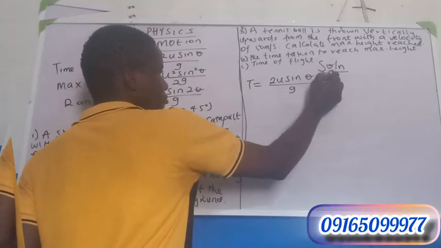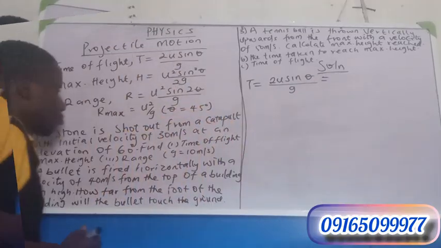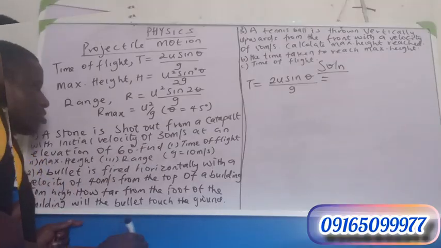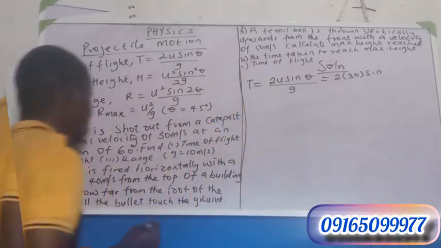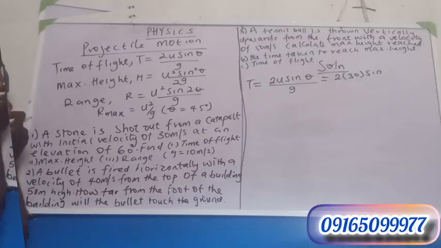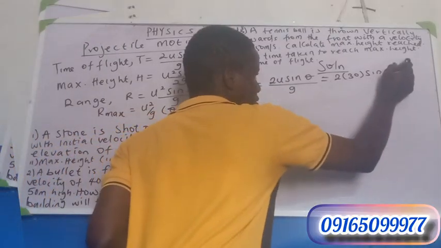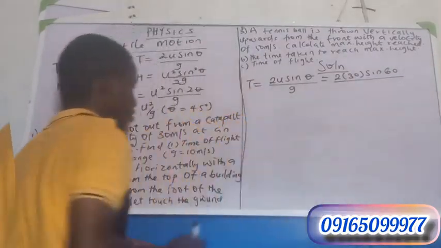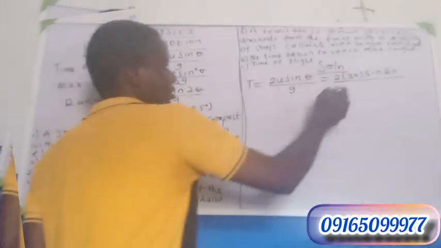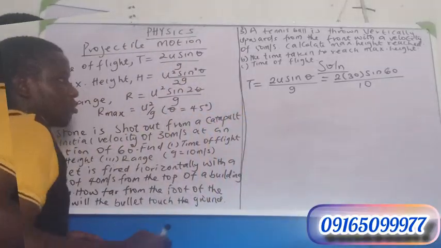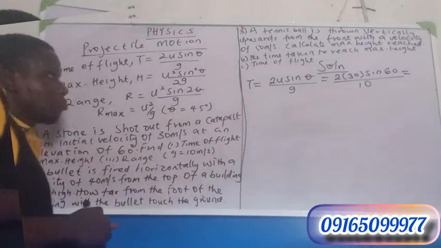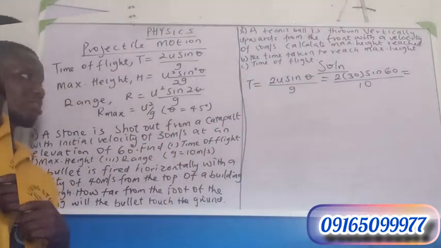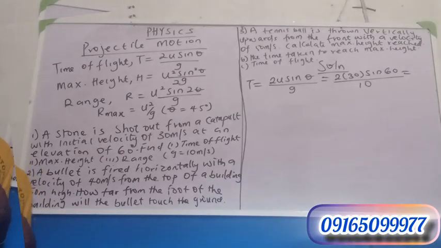So 2u, u is what? 30. So 2 times 30, sine theta, where the angle is given. The angle is given as what? 60 degrees. Sine 60. And g is taken as what? 10. Okay. So what you are going to have here now is 2 times 30, which is 60, times sine 60, over 10.